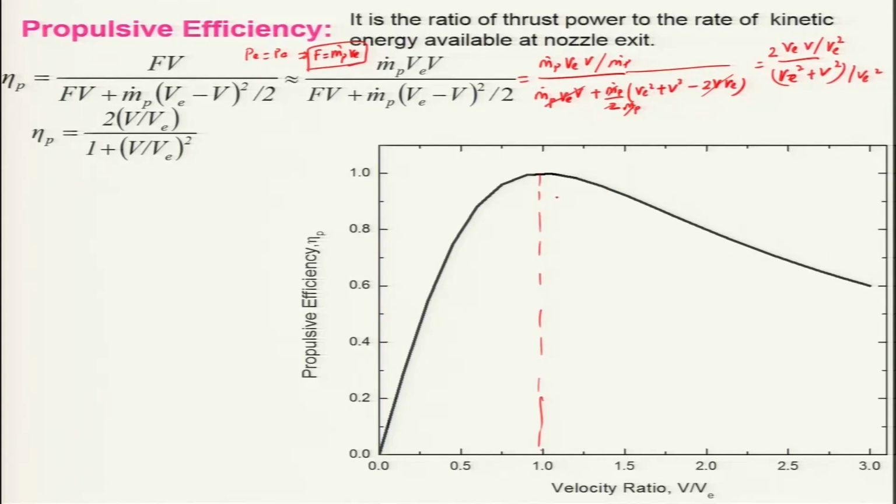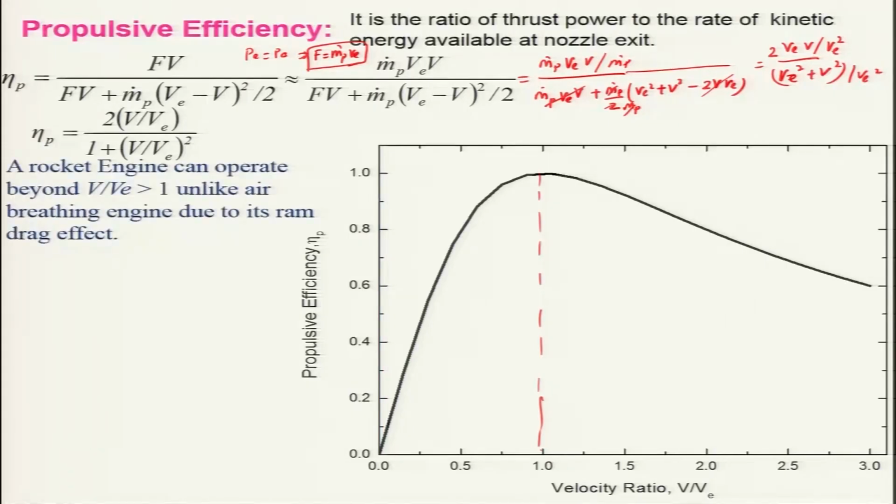and in the case of air breathing engines, you cannot really go beyond that, where the flight velocity is higher than the exit velocity, right. That means a flight velocity greater than the exit velocity can be achieved in a non-air breathing engine like a rocket, because the ram drag is not there in rocket engines, which is there in the air breathing engine, as it is injecting air into its engine.